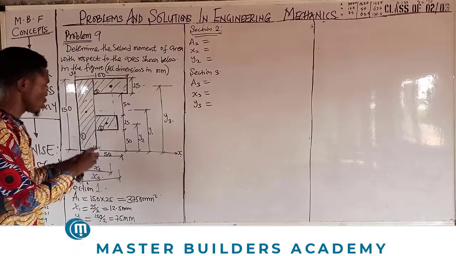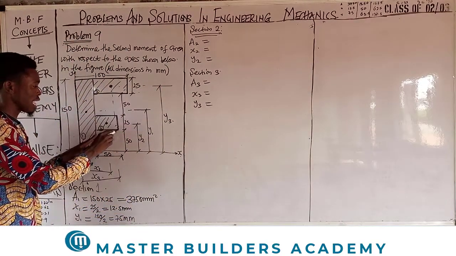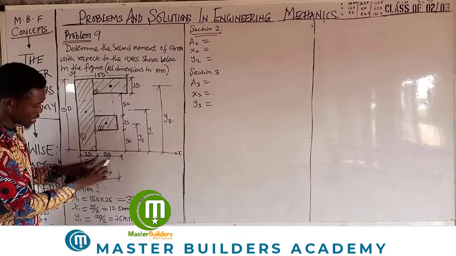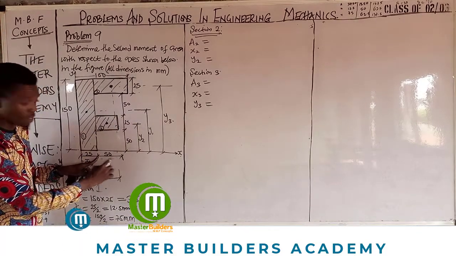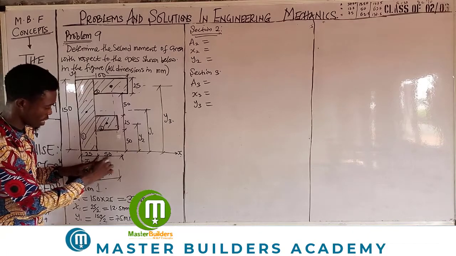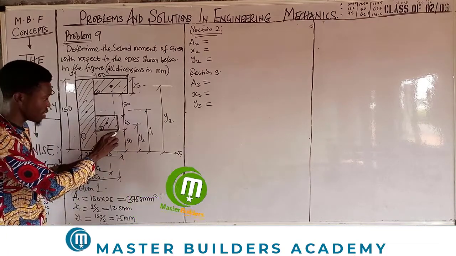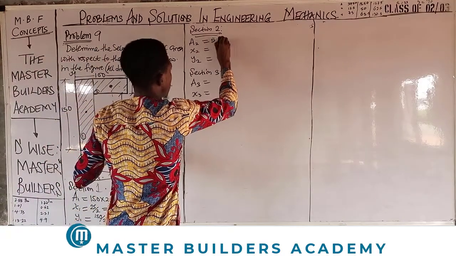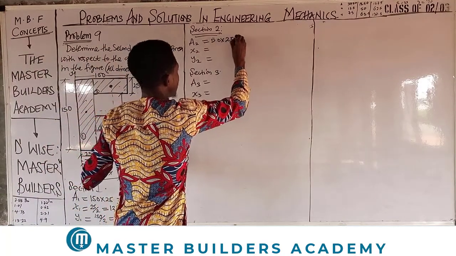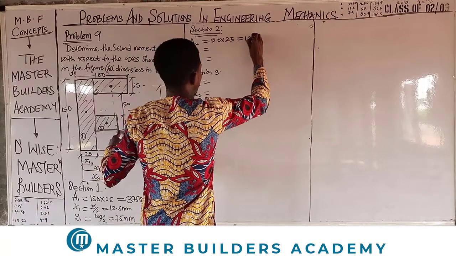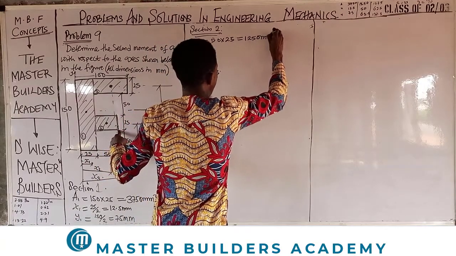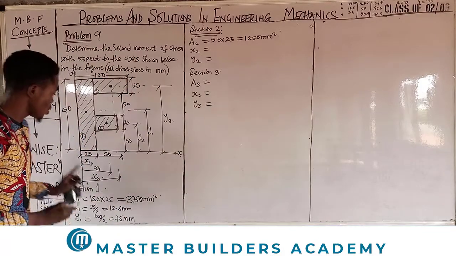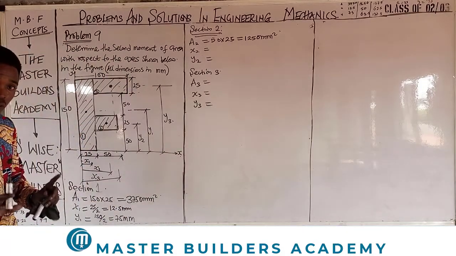We come to section 2. This is our section 2. Area of section 2 is length times breadth. So the length is given here. From here to here is given as 50. Just look at the dimension. From here to here is 50 by 25. So we have 50 by 25. And when we multiply, this will give us 1250 mm squared. That's for that.